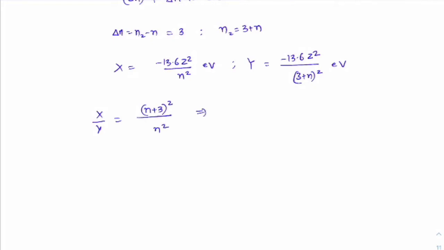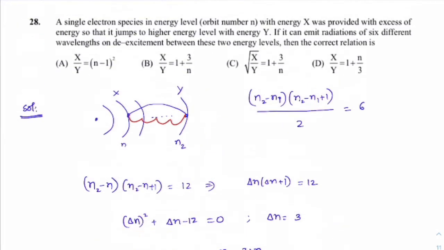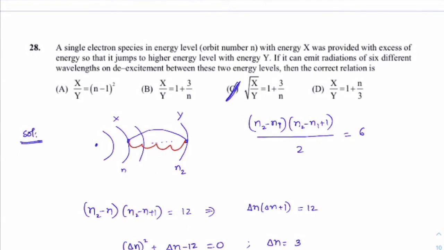So if I take root on both sides, we will get x by y equal to (n + 3) by n, or 1 + 3 by n. So if you see the options, 1 + 3 by n is matched here. I hope you understood that.